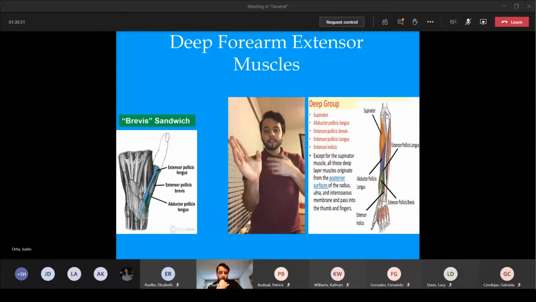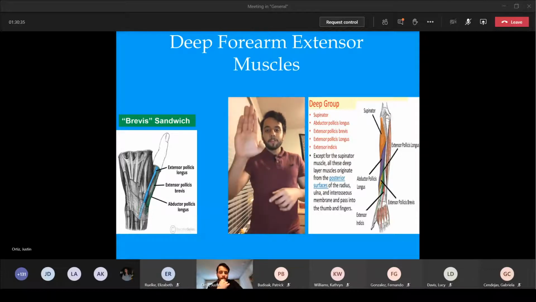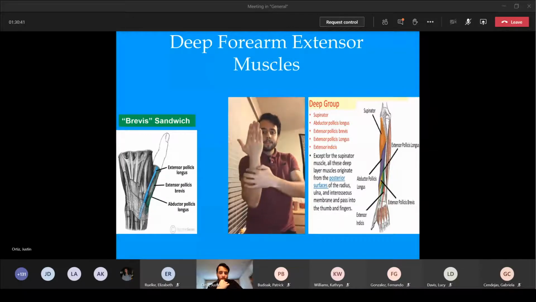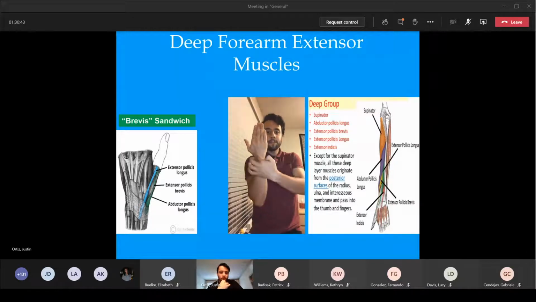Since the extensor pollicis brevis doesn't go to the distal end of your thumb, it's only going to allow for extension like this, right? Extension like that.